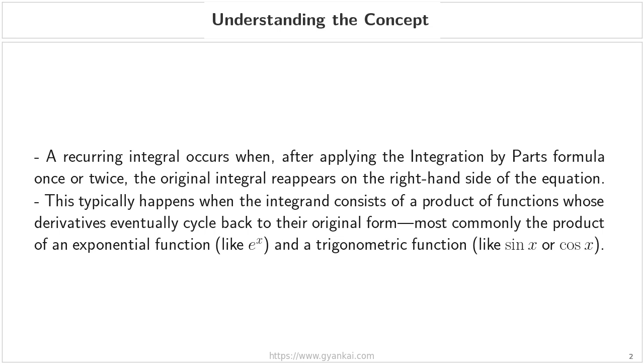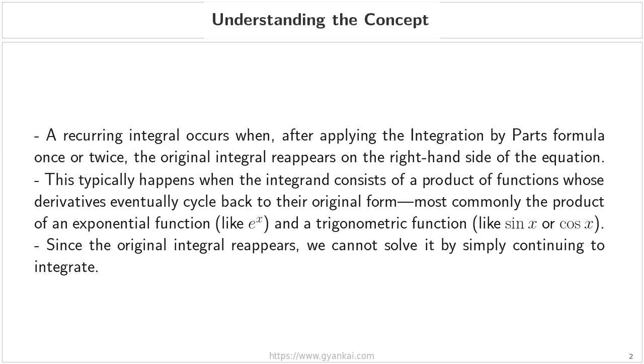It usually occurs when the function you're integrating, what we call the integrand, is a product of functions that, when you take their derivatives, eventually lead back to something similar to the original function. The most common example of this is when you have an exponential function, like e to the power of x, multiplied by a trigonometric function, like sine of x or cosine of x. Remember, e to the power of x remains largely unchanged when differentiated, and the derivatives of sine and cosine cycle between each other.